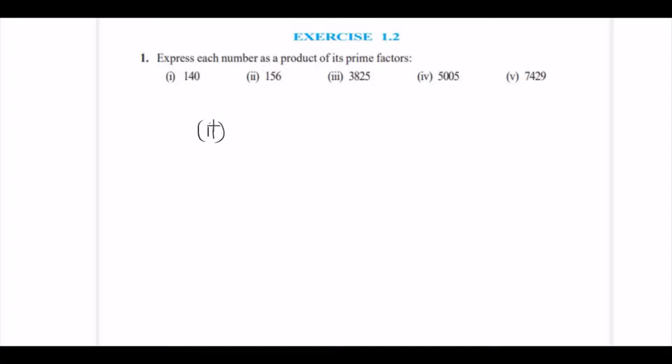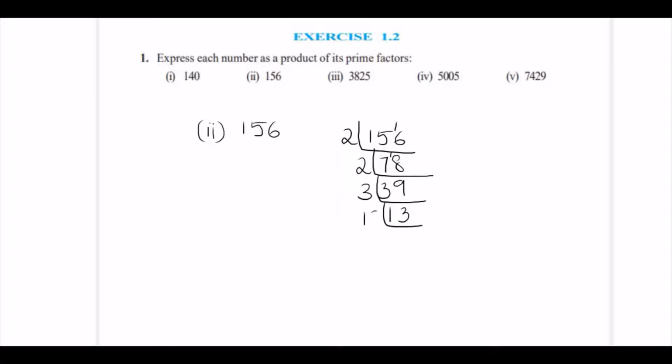The second number is 156. So for the prime factorization of 156, take the first prime number 2, which goes 78 times. 2 goes again, giving 39. 2 will not go. Take the next prime number, that is 3, which gives 13. That is, 156 can be expressed as the product of its primes. So here 2 square into 3 into 13.